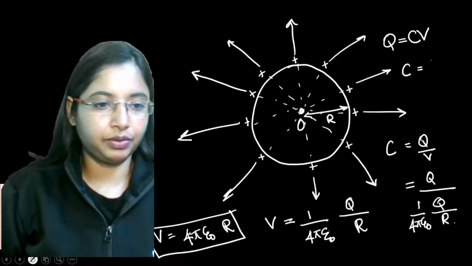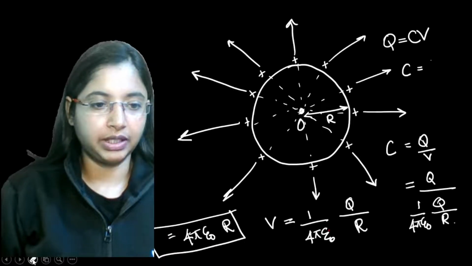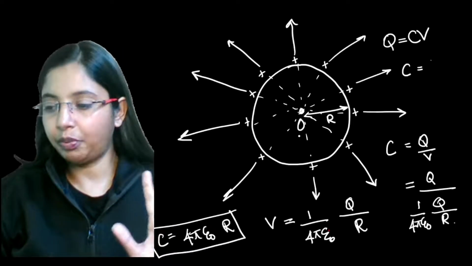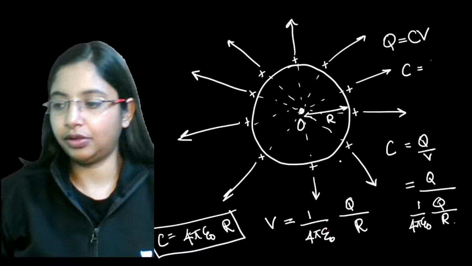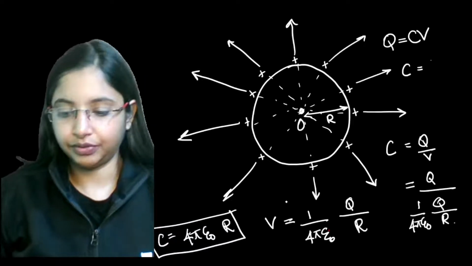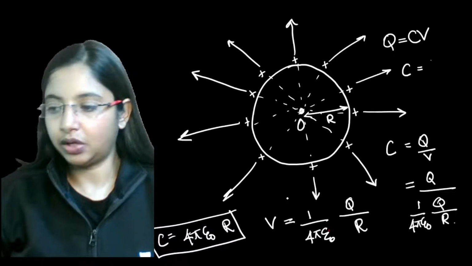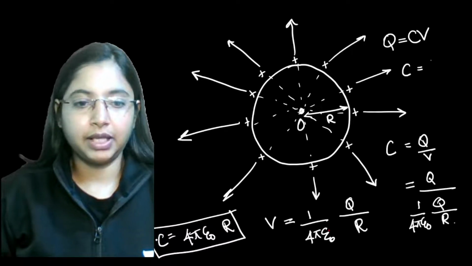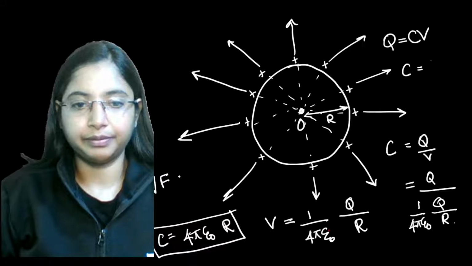Sorry, this value is equal to not V but C. So the potential of this capacitance is proportional to the radius of this conductor over here. Okay, potential is proportional to the radius of this conductor. Now let's say, for example, the capacitance in this case is 1 farad.